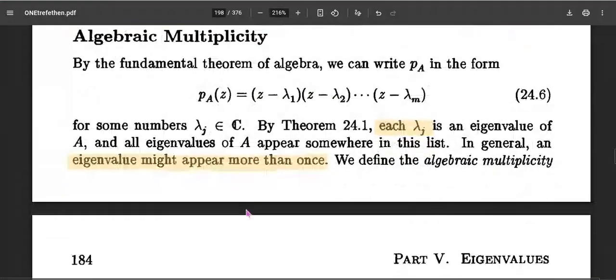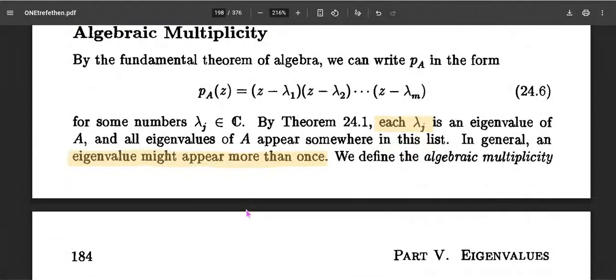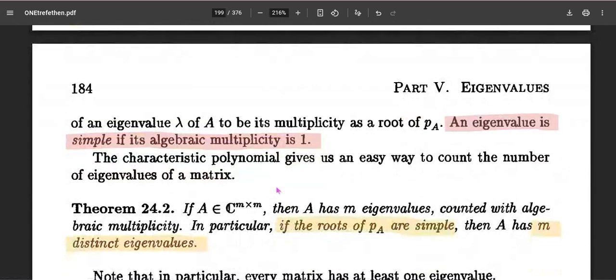So what is meant by algebraic multiplicity? Similar to geometric multiplicity, eigenvalues appearing in the characteristic polynomial are not necessarily distinct. If the same eigenvalue appears more than once, that count is termed the algebraic multiplicity of that particular eigenvalue. If an eigenvalue appears only once, the algebraic multiplicity is one, and the eigenvalue is termed a simple eigenvalue.